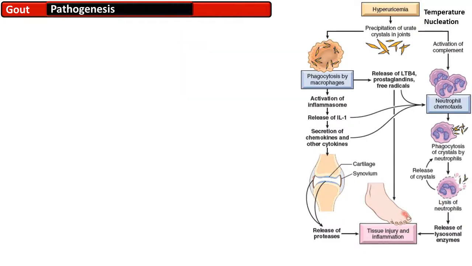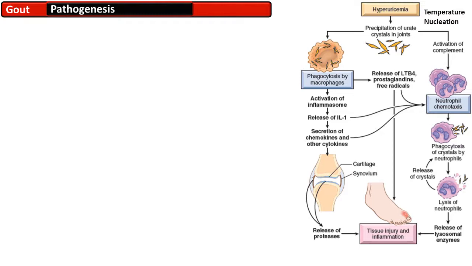For the pathogenesis of this gout, there is hyperuricemia. In 10% of the cases, this hyperuricemia is responsible for the development of disease. The main event in the development of this gout is the precipitation of urate crystals in the joint. This precipitation of the urate crystal in the joint is regulated by local temperature and intra-articular concentration of the urate.